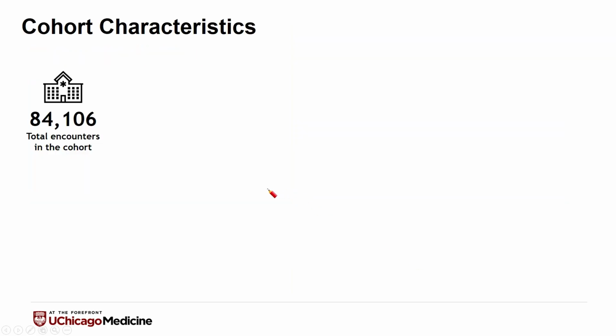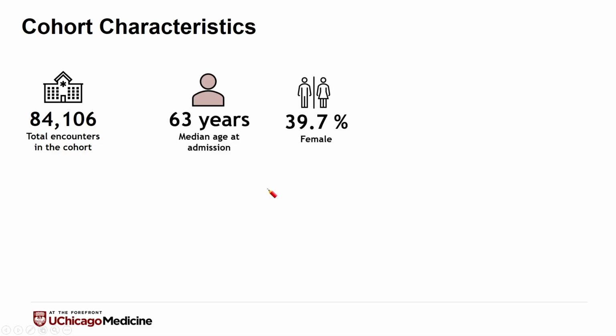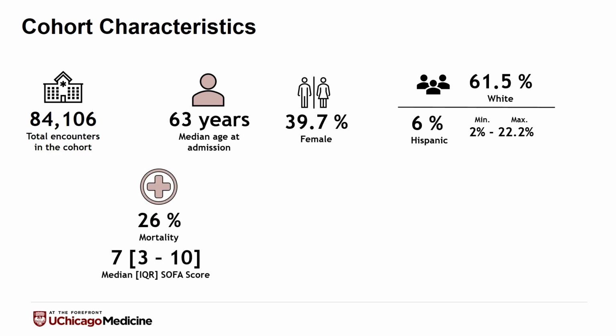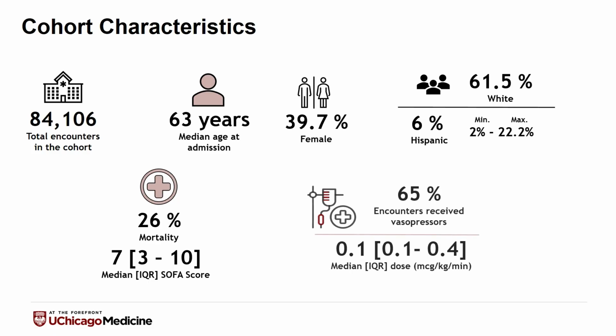So this included about 84,000 patients. The median age was 63 years of age, with about 40% female. About 2/3 were white or Caucasian, and the rest were a variety of different races. The mortality was about 26%, with a median SOFA score of 7, indicating an average severity of illness for an ICU.